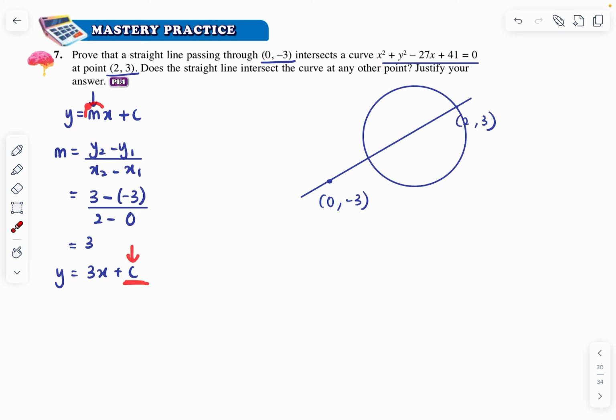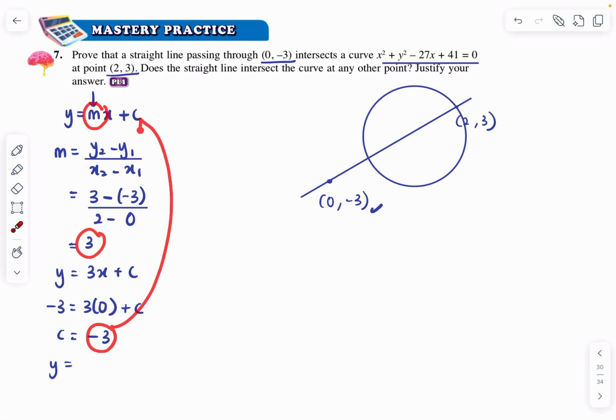Okay, the first step is always to find m, then the second step is to find c. So to find c, we can sub any of these coordinates into x and y. So let's just take this one. So y is -3, x is 0, therefore c is -3. So the straight line equation is y = 3x - 3.